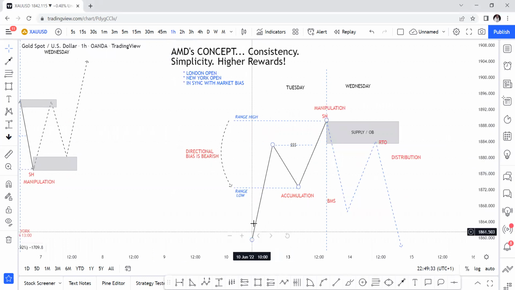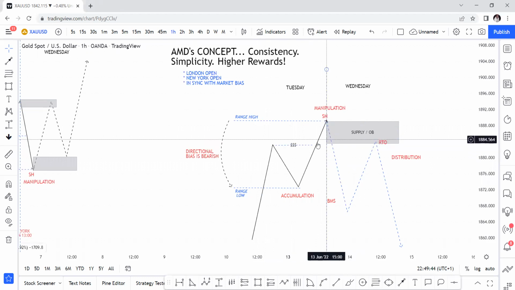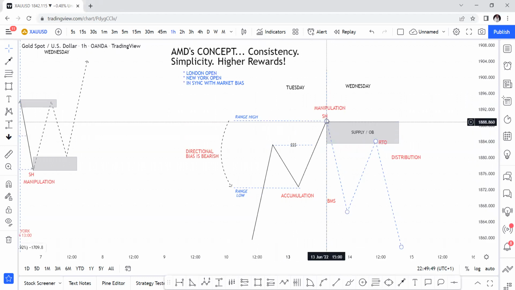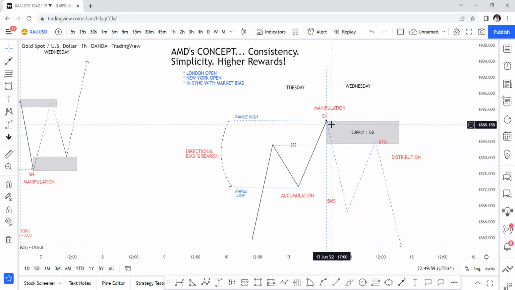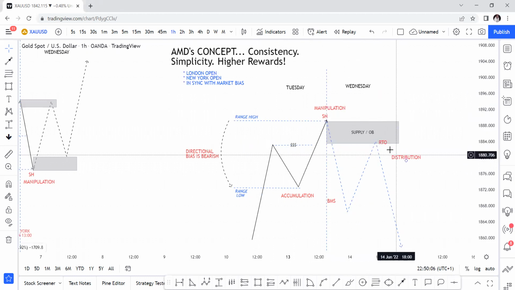For example, this is a rally, a rally base rally of a demand zone, continuation demand. If from this bottom to this rally top is Tuesday, that means Wednesday is going to be a reversal of it. It's going to retest this manipulation phase. Then distribution will start all over from Wednesday downward.